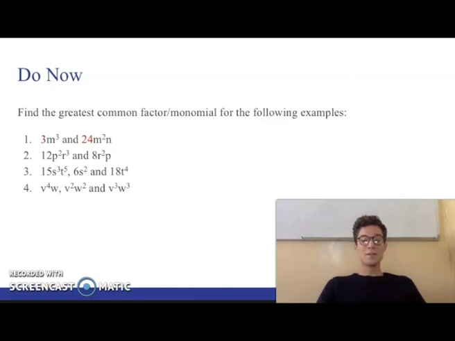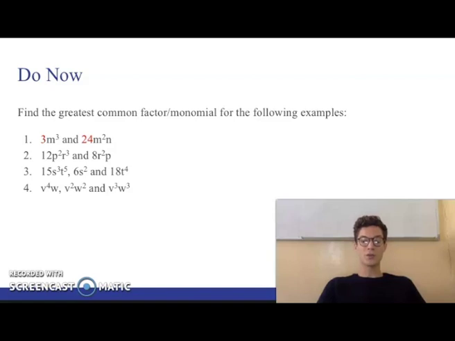Let's go through number 1 in detail to make sure you understand. When finding the GCF, it is always a good idea to list the factors, the numbers we multiply together, of the coefficients in the problems. So for number 1, let's deal with the coefficients first. The coefficients of the 2 monomials are 3 and 24.